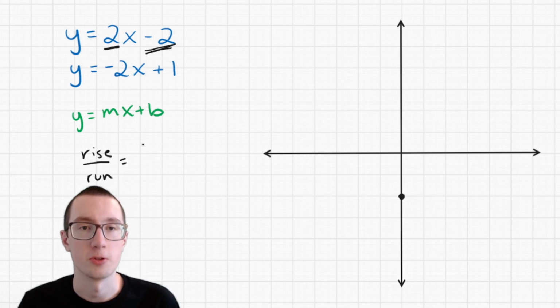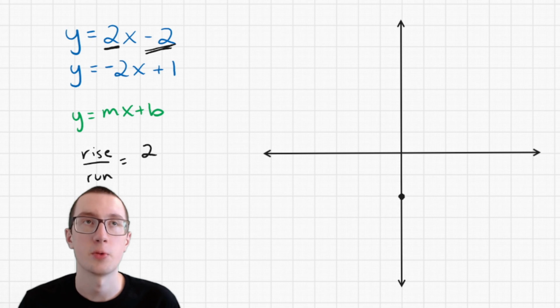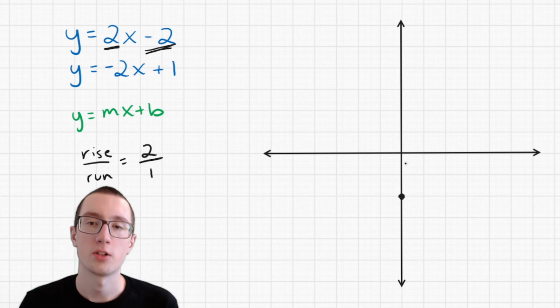So in this case, our slope is 2. So we're going to put 2 for the rise. And since it's not over any number, anything that isn't over anything is just over 1. So our run is going to be 1. So let's go ahead and do our slope. We are going to rise 1, 2, and we're going to run 1.